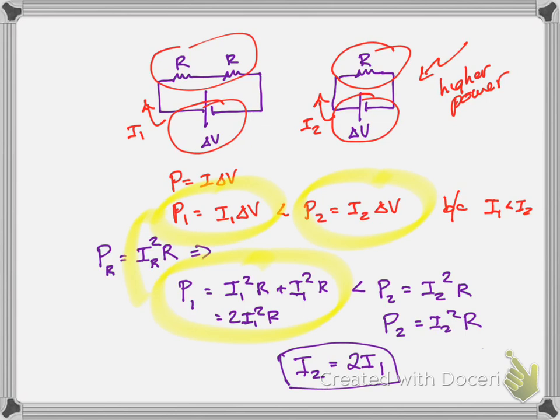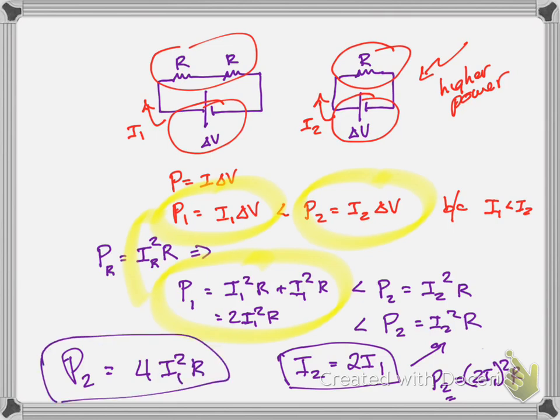And so the fact that I2 is 2 times I1, and the power goes as I squared R, means that P1 is less than P2, right? So if we go ahead and plug in, P2 is equal to (2 I1) squared R, which is therefore equal to 4 I1 squared R, as opposed to P1, which is 2 I1 squared R. So the circuit on the right produces more power and uses more power.